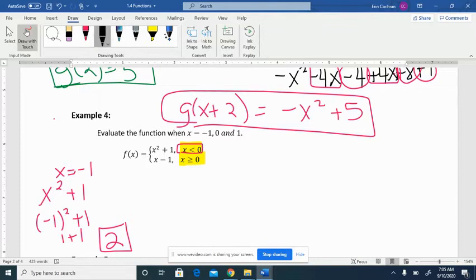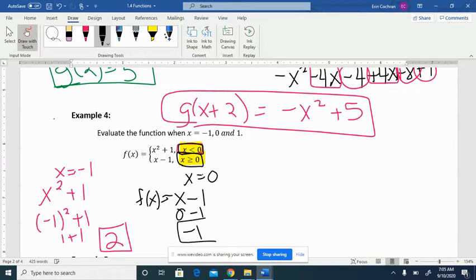Okay. Looking at the next one, when x equals 0. Well, can we look at the first one? x is less than 0. No, because it's saying x is less than 0, so it has to be -1, -2, -3, and so on. Okay. x is greater than or equal to 0. Yes, because it's equal to. So we're going to evaluate with the equation of x minus 1. So 0 minus 1 is -1. And then when x is 1, will we use the first equation? No, because 1 is greater than 0. So we will use the second one again.